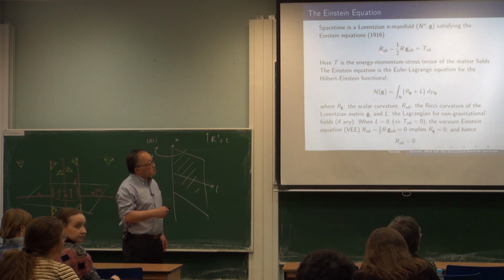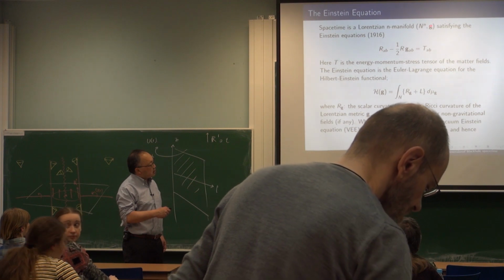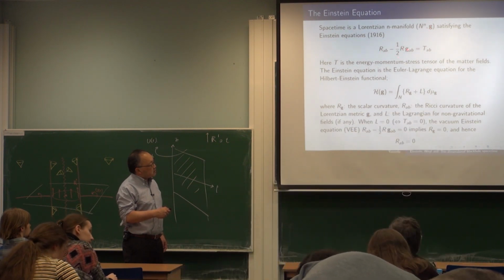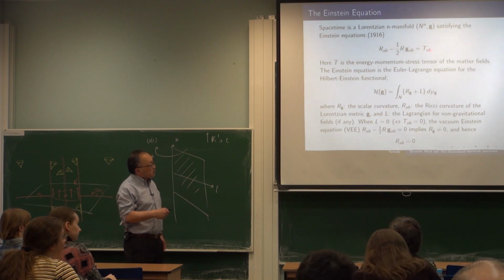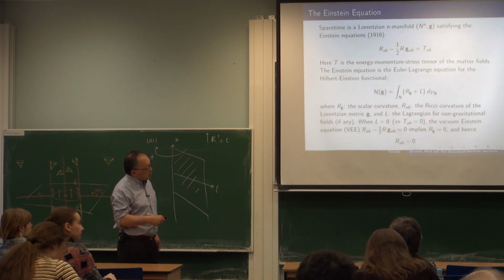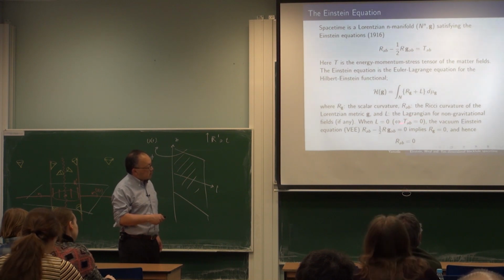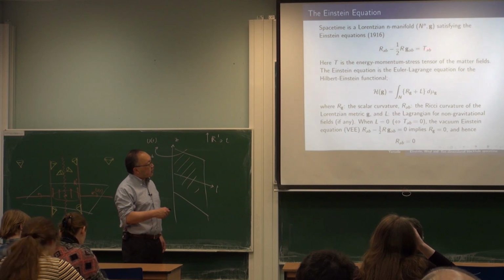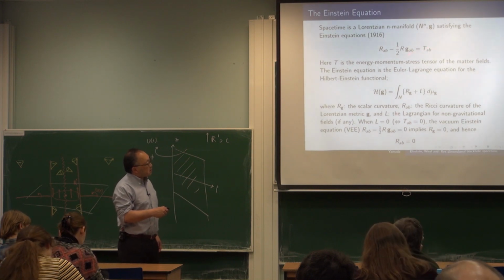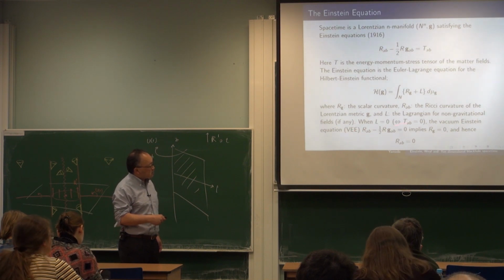So this R_ab is the Ricci curvature, and R is the scalar curvature, which is the trace of this with respect to g, and g is the Lorentzian metric. And T_ab is the so-called stress energy tensor. Today we only talk about the vacuum case, when the right-hand side is equal to zero, the so-called vacuum Einstein equation, this Einstein tensor being equal to zero. I call it VEE, vacuum Einstein equation, which is this.